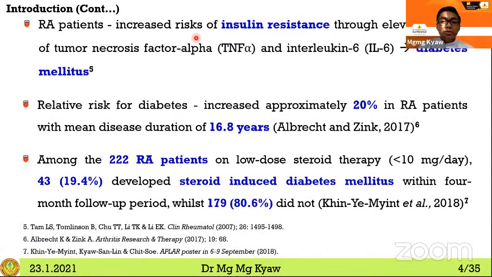RA patients were at increased risk of insulin resistance through elevated levels of tumor necrosis factor alpha and interleukin-6, consequently diabetes mellitus. Abraham and Zinn found that the relative risk for diabetes was increased approximately 20% in RA patients with a mean disease duration of 16.8 years. According to the study done by Dr. Kinyemi, among 222 RA patients on low-dose steroid therapy, 90% developed steroid-induced diabetes mellitus within a 4-month follow-up period, with 81% didn't.